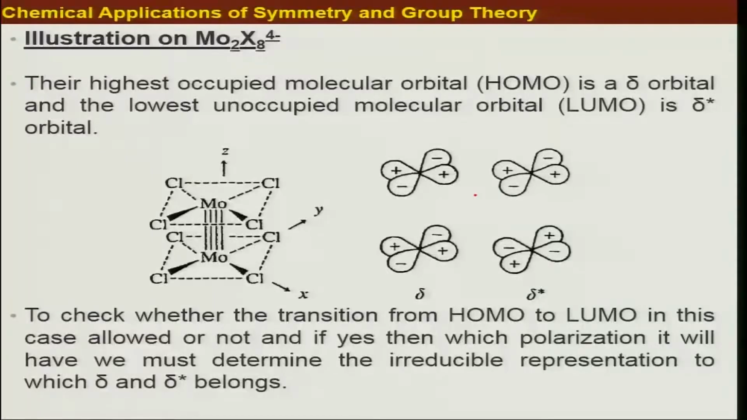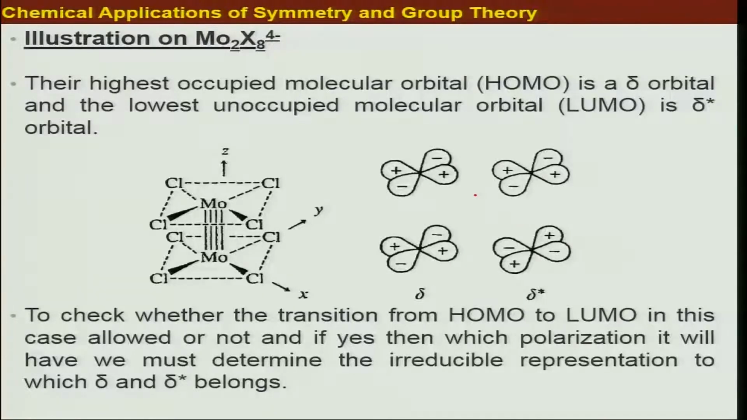So, we can give you a very quick example, and then we can close this section and move on to the next part, the symmetry adapted linear combination. If we look at the example of a particular molecule, which is a dimolybdenum complex of a ligand which is as simple as chloride.